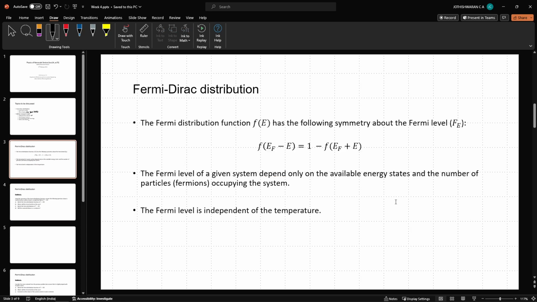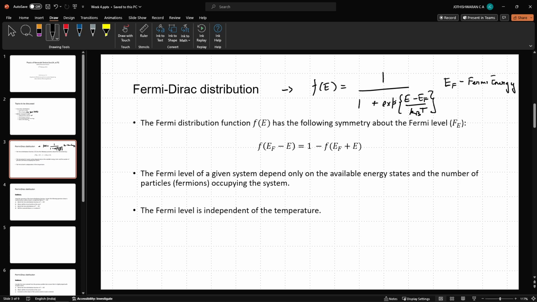The Fermi-Dirac distribution: last week we defined this distribution function as f of E is equal to 1 over 1 plus exponential of (E minus EF) by kBT, where EF is the Fermi level or the Fermi energy, T is the temperature and kB is the Boltzmann constant. So this is the distribution function.